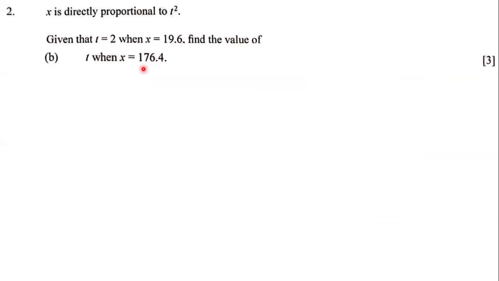Next, we have to figure out the value of T when X is equal to 176.4. Now, we do know that K is equal to 4.9, and we do know that X is equal to 176.4. And so we substitute those values into this equation.